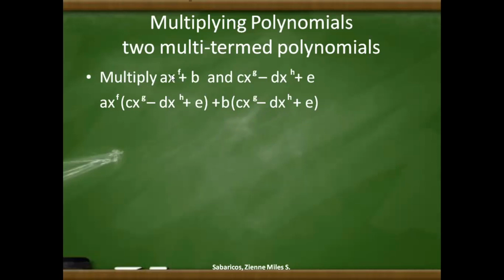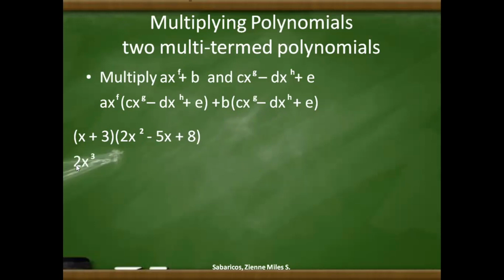Why? Because to solve this, we distribute the first two terms to each individual term by using the distributive property. Here's an example. x + 3 times 2x^2 - 5x + 8.